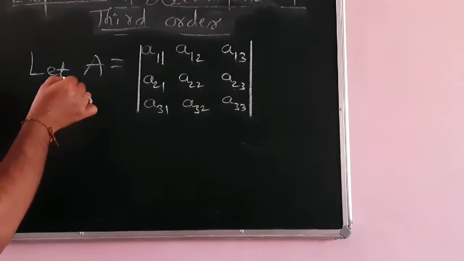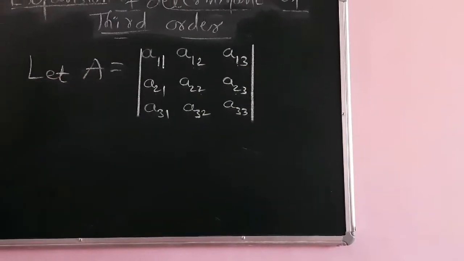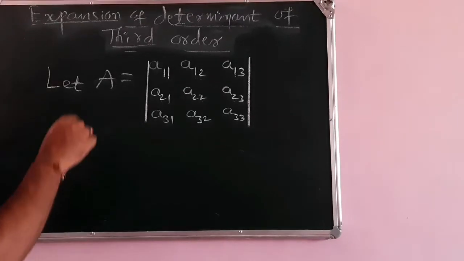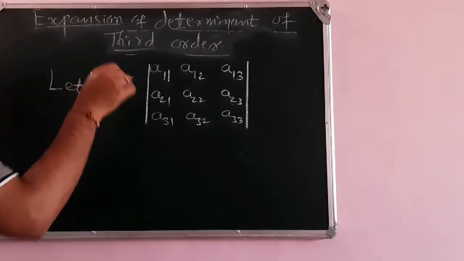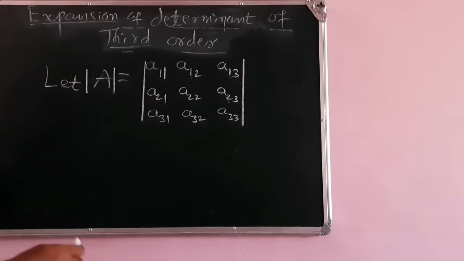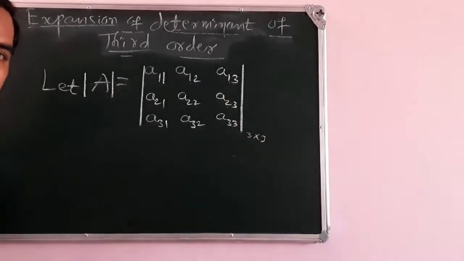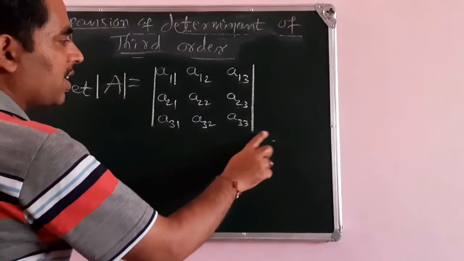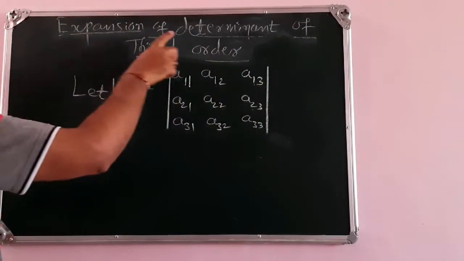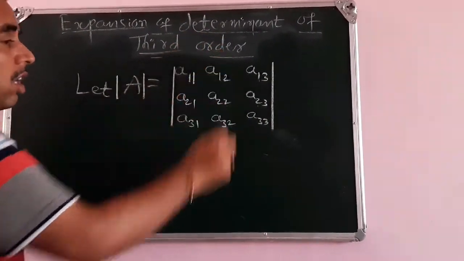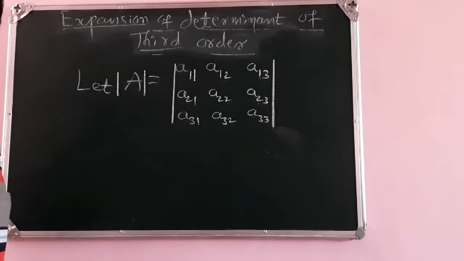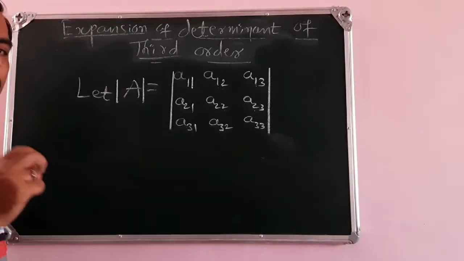Now let us know how to expand this determinant. Let us take this as determinant of A. It is a 3 cross 3 determinant, so there are 3 rows and 3 columns. That's what I have written here: expansion of determinant of third order. We have to concentrate here. How can we expand this determinant?